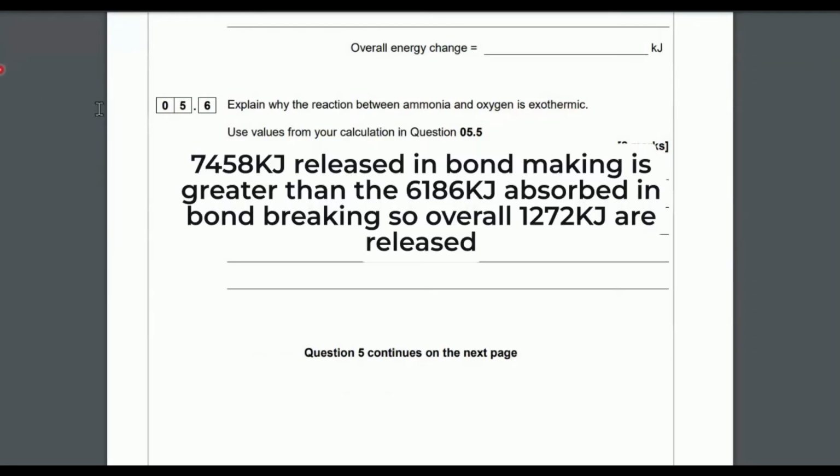So the answer here is that the 7,458 kilojoules released in bond making is greater than the 6,186 kilojoules absorbed in bond breaking. So overall, 1,272 kilojoules are released. Is exothermic.